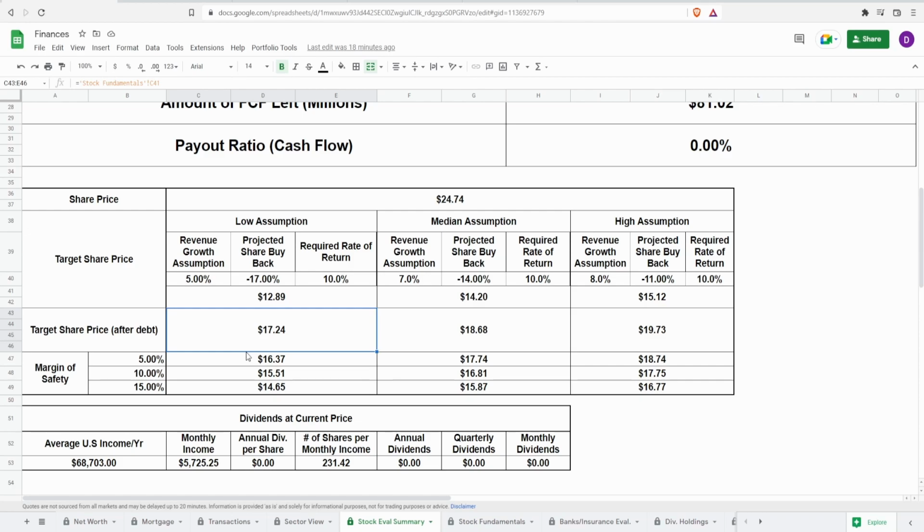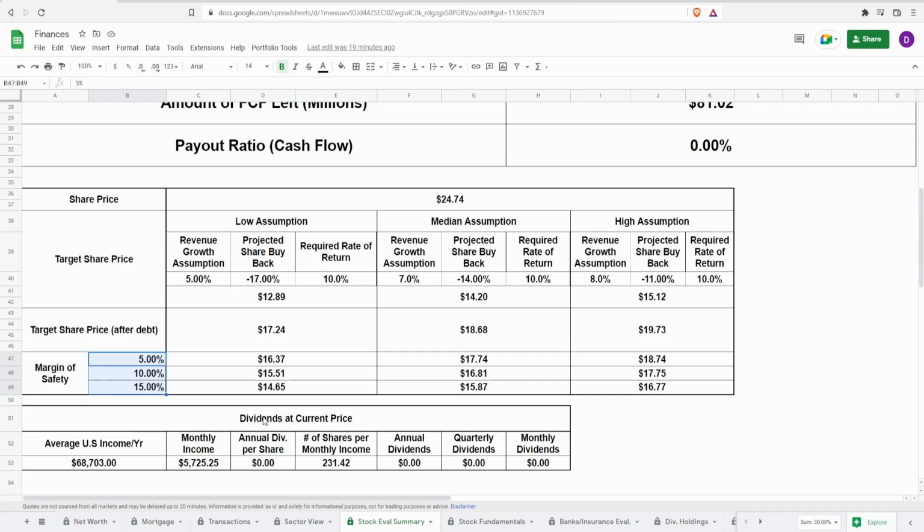and we add them. If a company has more debt than cash, this number comes down, and if the company has more cash than debt, then this number comes up. And as you can see right here, for my lowest assumption, they actually come up to $17.24. For my immediate assumption, it is $18.68, and for my highest assumption, it is $19.73.